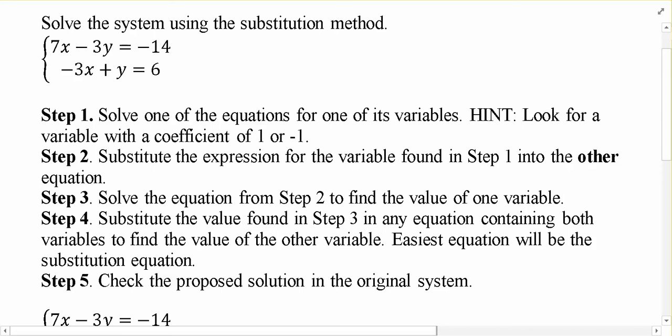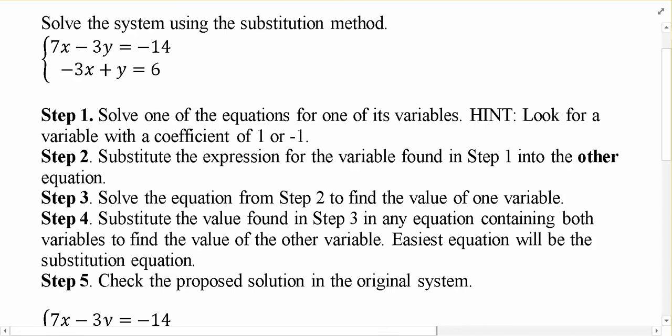is going to be to solve one of the equations for one of its variables, which means we have four options. We could either choose to solve to get the x in the first equation by itself, or we could solve to get the y in the first equation by itself, or we could get the x in the second equation by itself, or we could get the y in the second equation by itself. Now you'll notice I have a hint here.